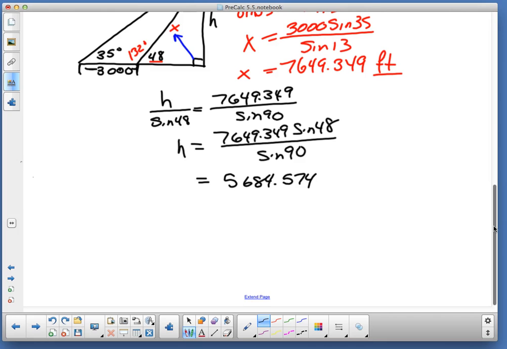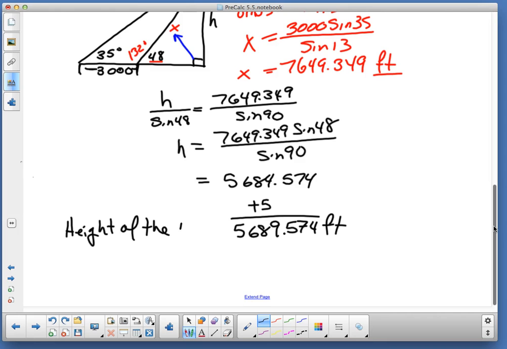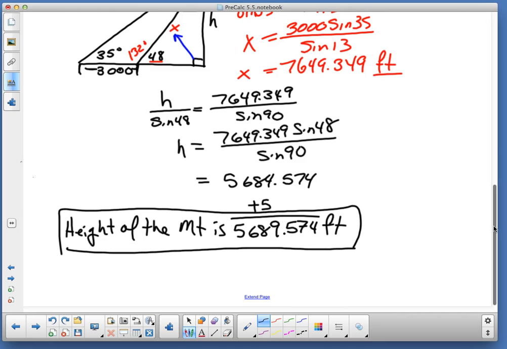5684.574. But be careful, 5684.574. I gotta add 5 into it because the transit was 5 feet high. I gotta add 5. So I'm going to add up to 5689.574 feet. So what do we want to find? What is the height of the mountain? Height of the mountain is 5689.574 feet, and that's the way it is.